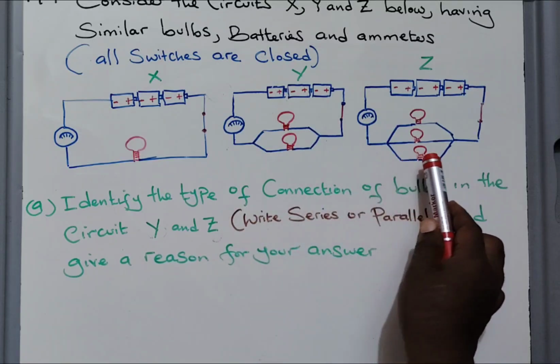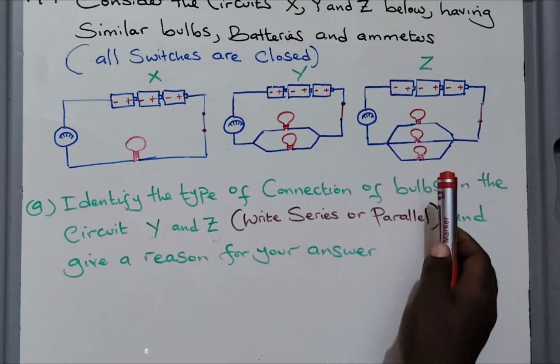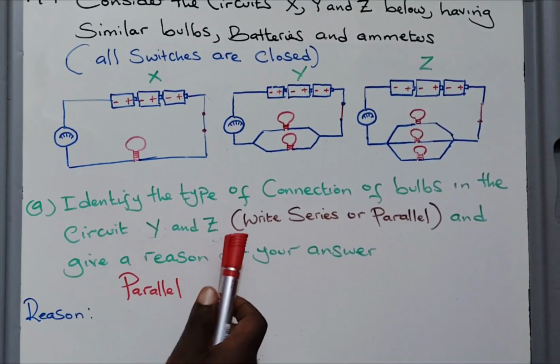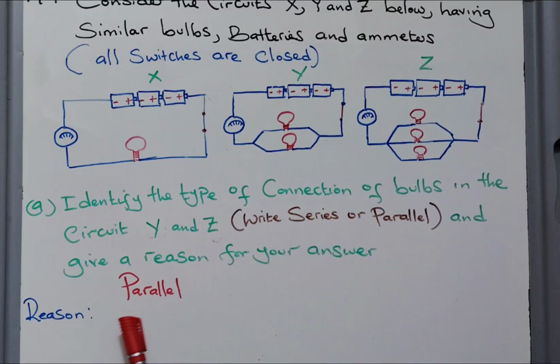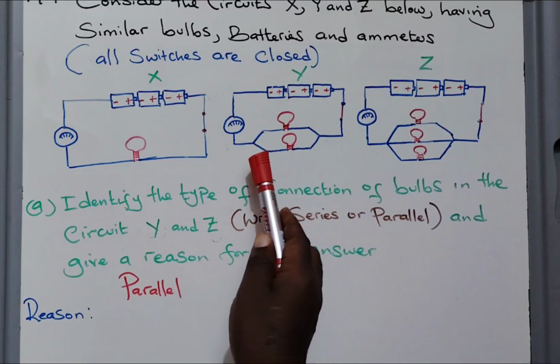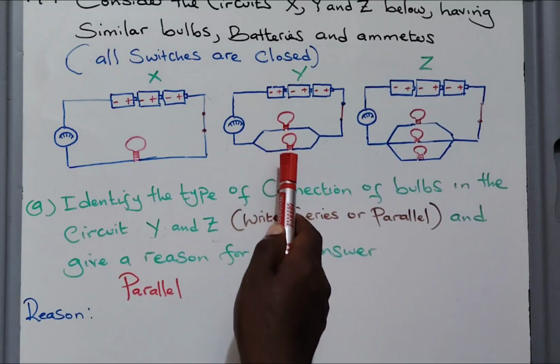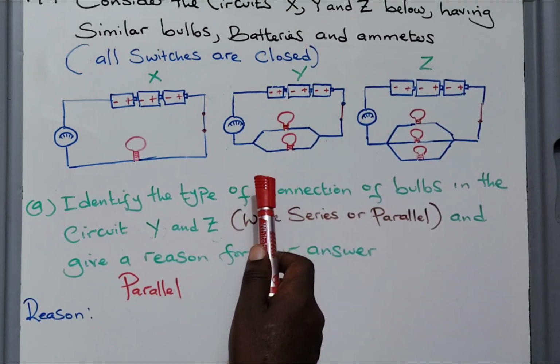When we look at Y and Z, what arrangement is this one? The answer is parallel. And what is the reason for choosing parallel? The reason is that there is more than one path for the flow of current.